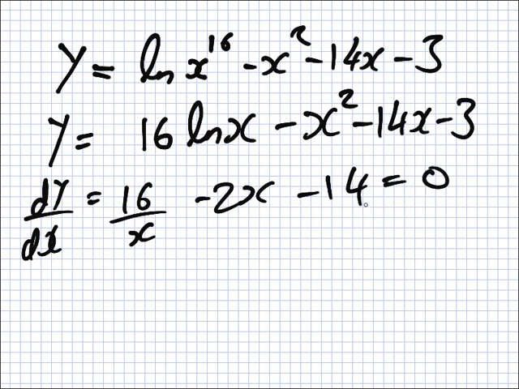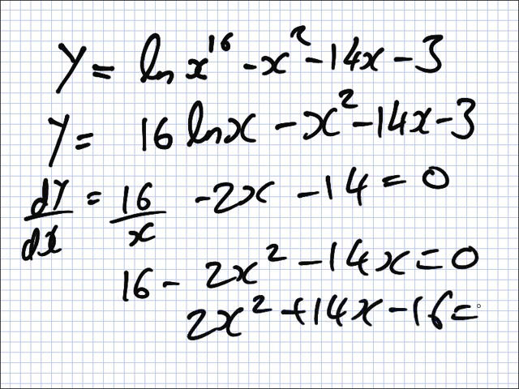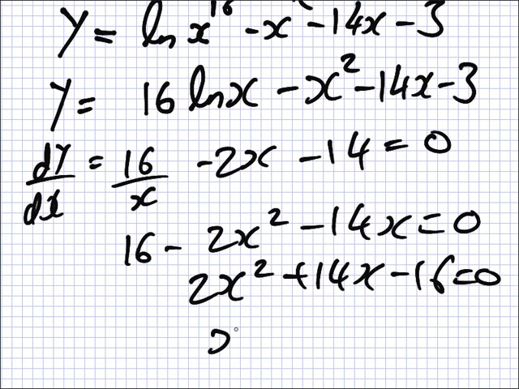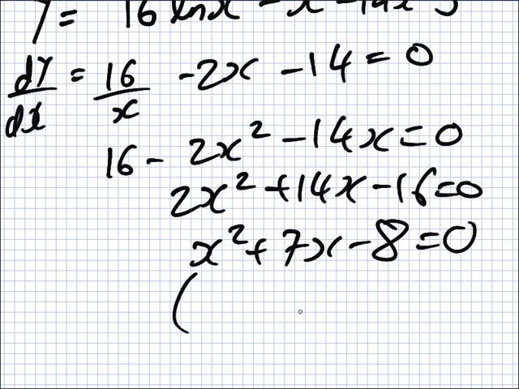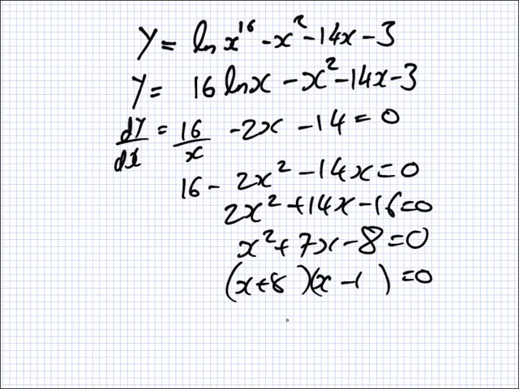Now, what's to be done next about this? Good, so you'll get 16 minus 2x squared minus 14x. I'll bring everything to the right. Did I do that right? And now, divide by 2. So, let's see. 8 and 1? Yes? I just factorised there.